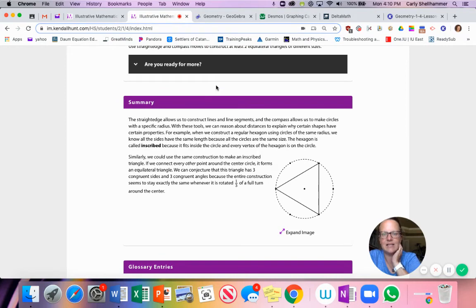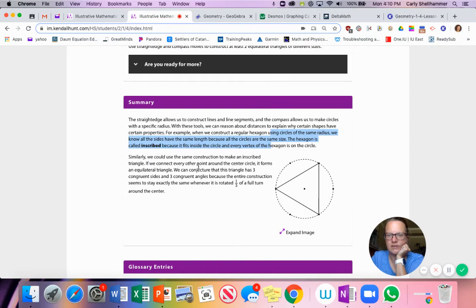The hexagon is called inscribed. Okay, that's a really important word because it fits inside the circle and every vertex of the hexagon is on the circle. So here we have an inscribed triangle. And because the triangle is inside the circle with its vertices on it, we say it's inscribed.